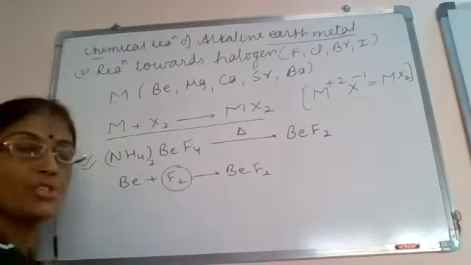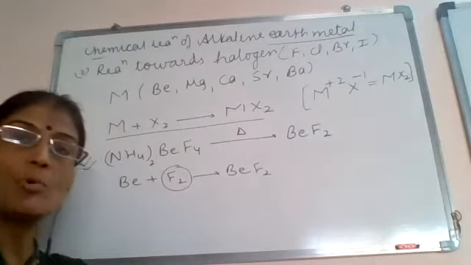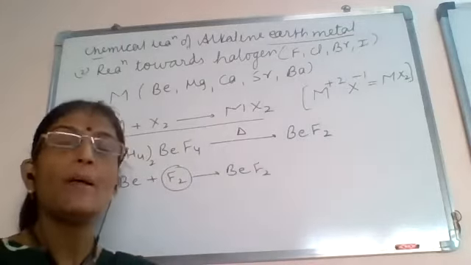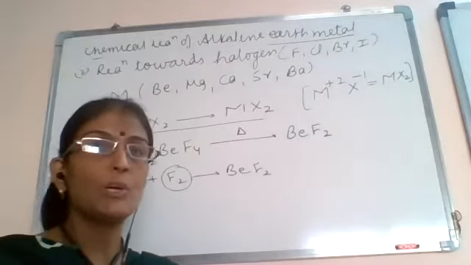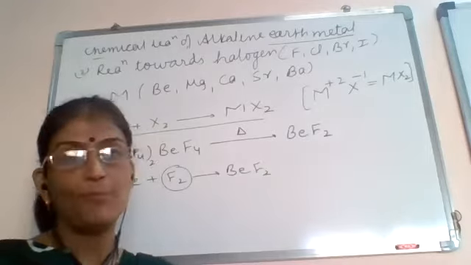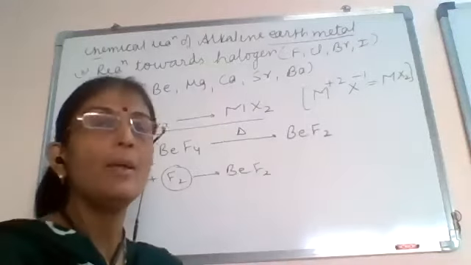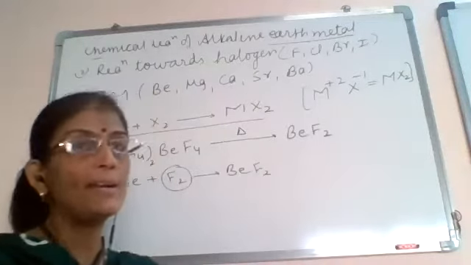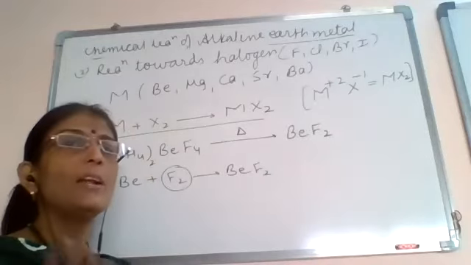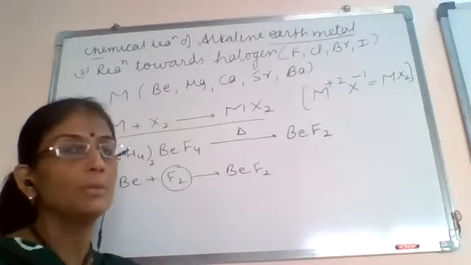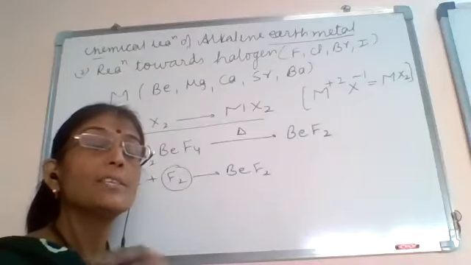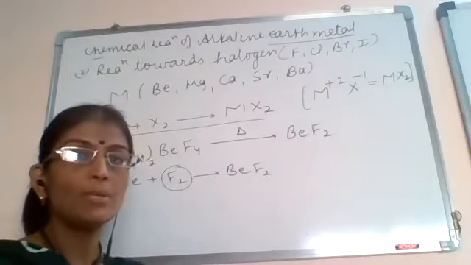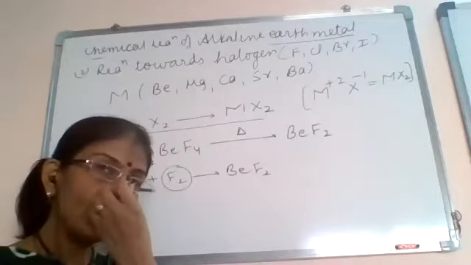MCQs में 1 mark question में पूछ सकते हैं. Which compound is better for preparation of beryllium fluoride? So what's the compound, student? (NH4)2BeF4. This is the compound, its name: ammonium tetrafluoroberylate. As I told you, right now the name is not important. Don't mug up. Science में हर चीज के पीछे logic है, हर चीज के पीछे rules है. If you remember the rules, then you are easily able to write the names and all.